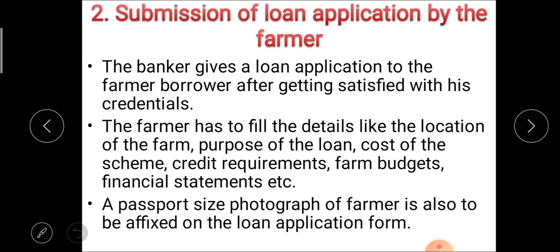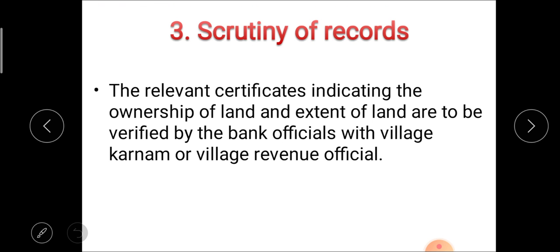Along with that, the farmer needs to submit a farm map, no objection certificate from cooperatives, certificate of sub-registrar of land assurance, affidavit from borrower, and some passport size photographs are also required for the loan application. So this is the second step, submission of loan application by the farmer. The farmer must submit the application form given by the banker to the bank in the given format.